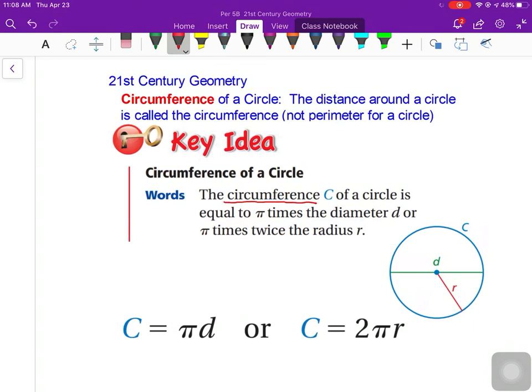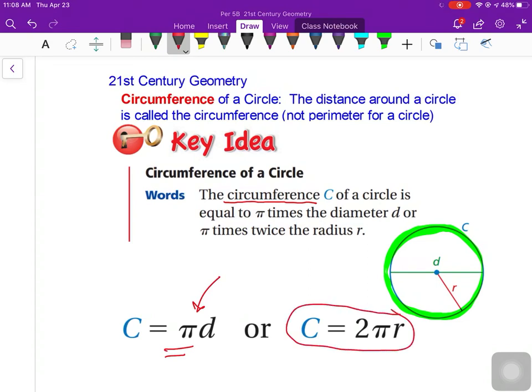As I just mentioned, circumference really is the distance around a circle. So if we were to measure this all the way around this circle, that would be the circumference of that circle. There are two commonly used formulas. Circumference equals pi times diameter is this one. And then the one we'll use most often is the one on the right here. Circumference equals 2 times pi times the radius.